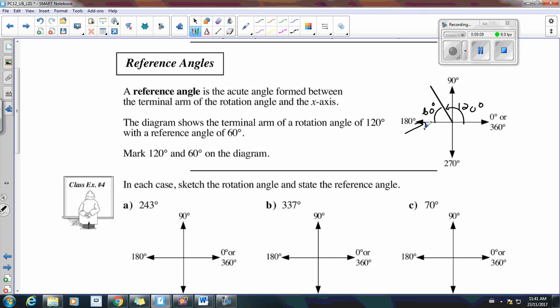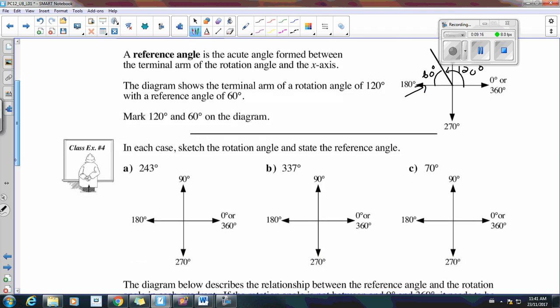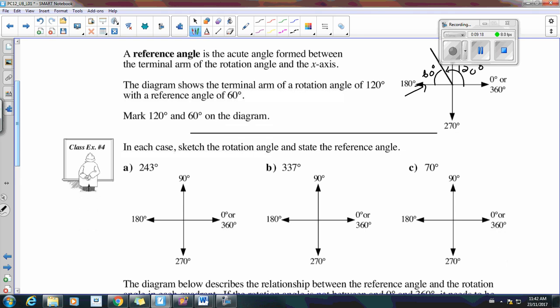So example 4. In each case, sketch the rotation angle and state the reference angle. So 243, we know that this is 180, 243 is somewhere here. Our reference angle is going to be here, to the closest spot on the x-axis. So we could take our 243 minus 180. That's going to give us our reference angle of 63 degrees.